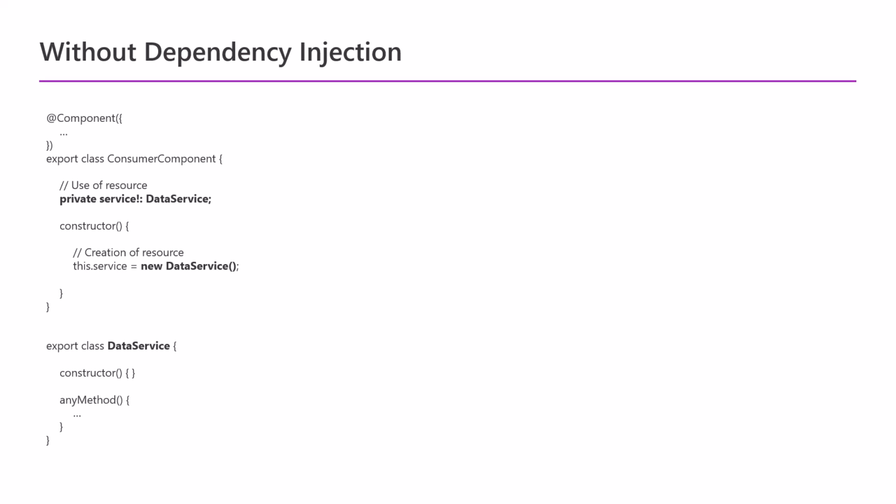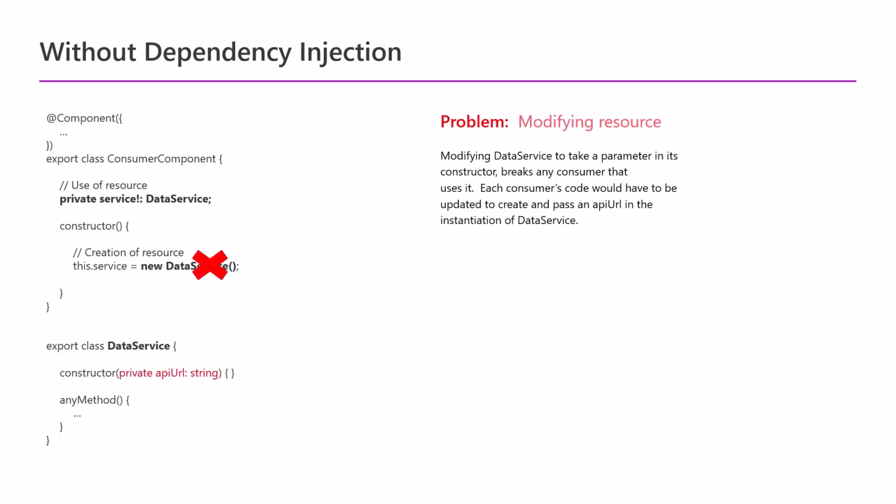For instance, say we wanted to change this data service to now take a constructor argument which is a string value that represents an API URL. Well, if we make this modification to the data service, we would then break our component. And in fact, we'd break all of the components in our application that use data service in this way. So this is one of the issues with creating an instance of a resource within a consumer's code. In this case, the consumer is the component.